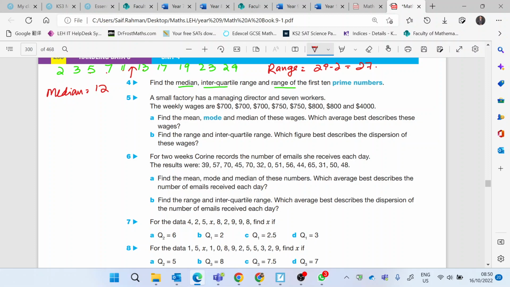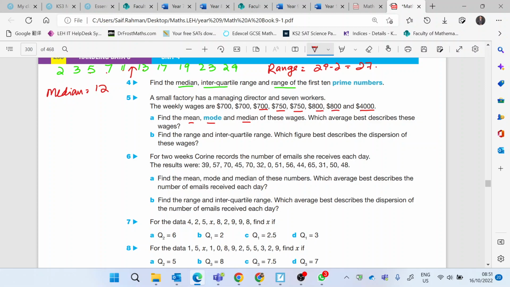Now, the next question is that a small factory has a managing director and 7 workers. The weekly wages are 700, 700, 700, 750, 750, 800, 800, and 4000. Find the mean, mode and median of these wages. Which average best describes these wages?